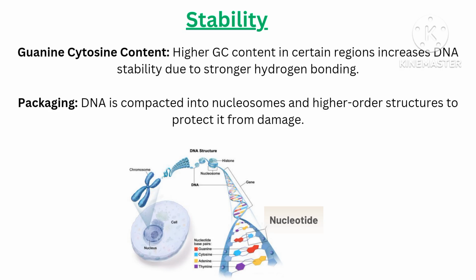Stability. Guanine-cytosine content. Higher GC content in certain regions increases DNA stability due to stronger hydrogen bonding. Packaging. DNA is compacted into nucleosomes and higher-order structures to protect it from damage.